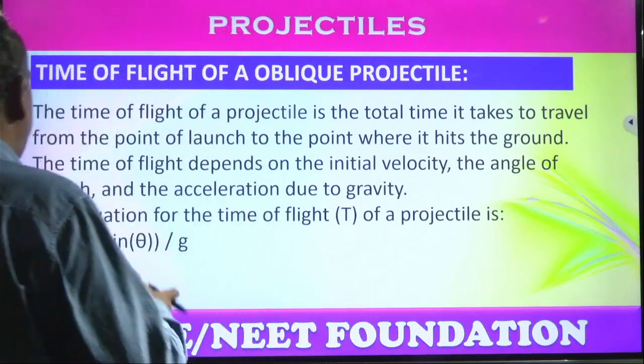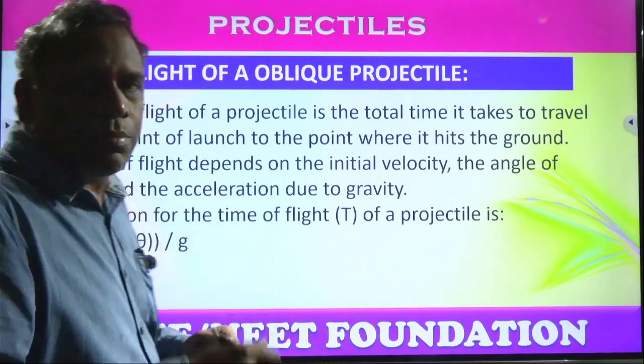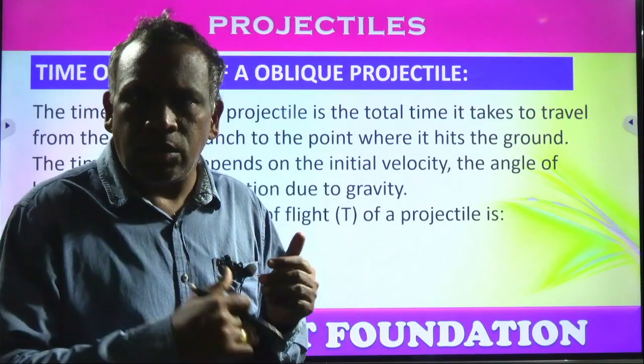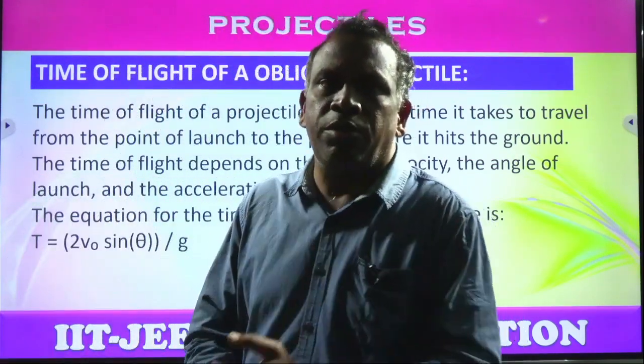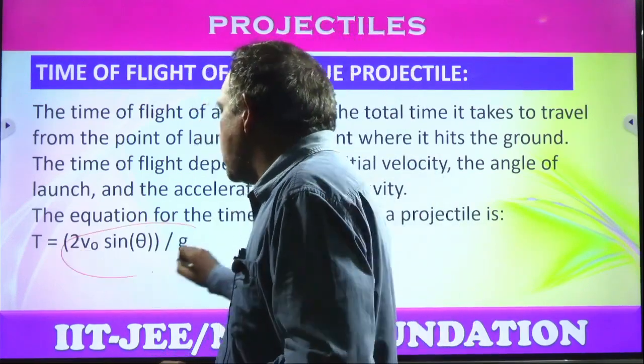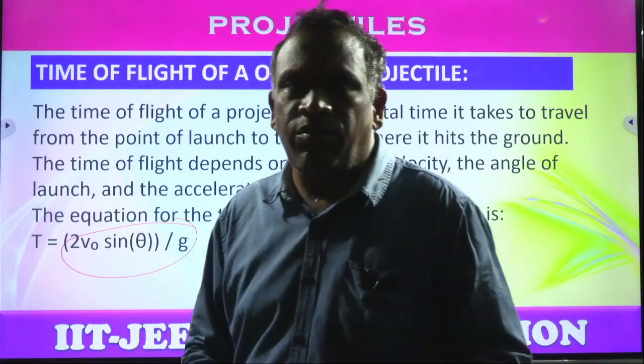Time of flight depends upon the initial velocity, the acceleration due to gravity and other factors like the angle of projection. So the formula is 2u sin theta by g. This is the formula we can use for time of flight.